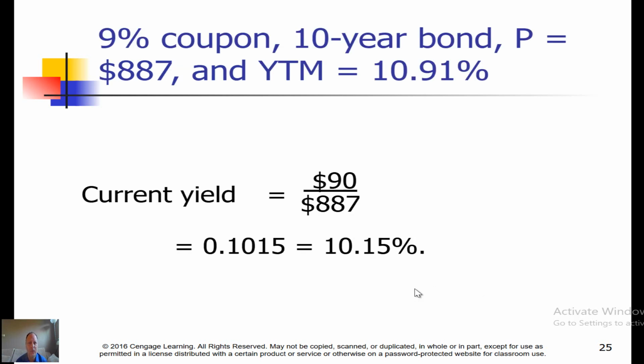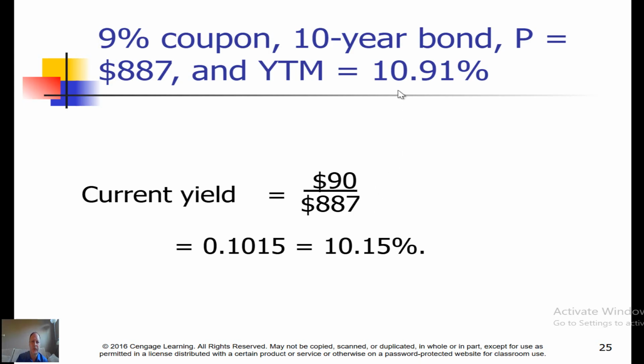In our example, we have a 9% coupon. 9% times 1,000 is $90. So $90 in interest received each year over the price of the bond of $887. So the current yield is 10.15%.